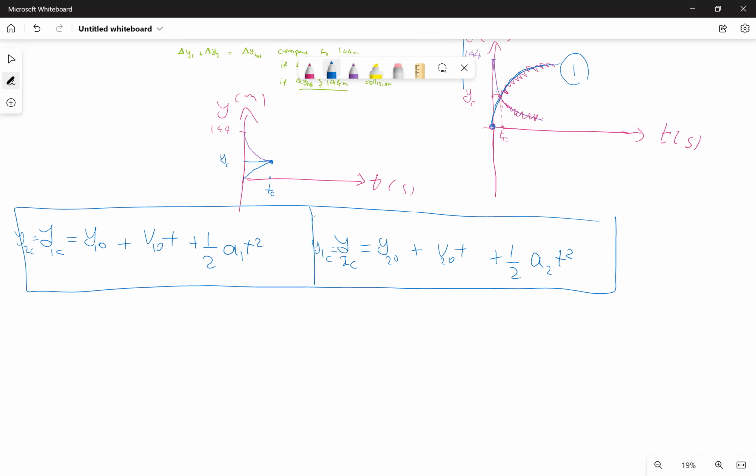As you know, I'm lazy and I want to write as few symbols as possible. I'm going to make this t curved so that you don't confuse it with the positive sign here. Okay, so if you equate these two together, y10 plus b10t plus half a1t squared is going to be equal to y20 plus b20t plus half a2t squared.